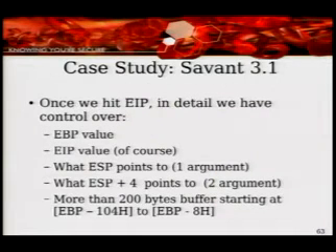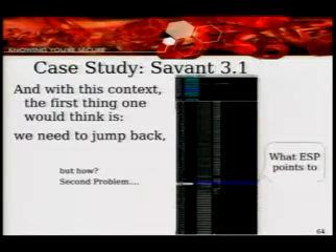So once we hit EIP, in detail we have control over the EBP value, the EIP value, what ESP points to, which is one of the arguments, and what ESP plus 4 points to, which is the other argument. And we have more than 200 bytes of a controlled buffer. There is the context I was talking about right here.